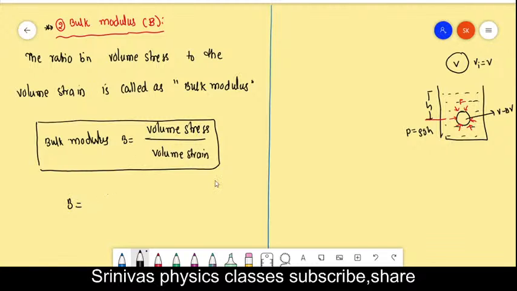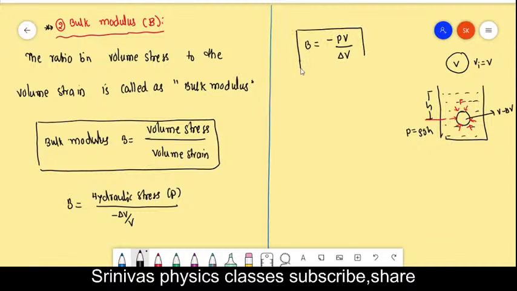The bulk modulus we can also write like this: volume stress. Volume stress is also called hydraulic stress, liquid stress, that is equal to the pressure. Volume strain is what? Change in volume by original volume, minus delta V by V. Then the B formula we can write as minus P V by delta V. This is the formula for the bulk modulus.